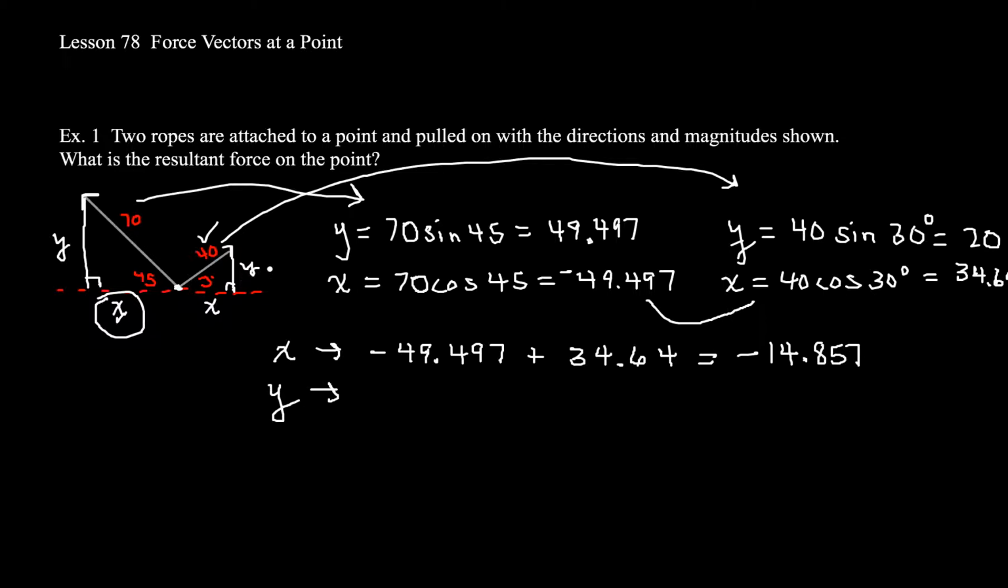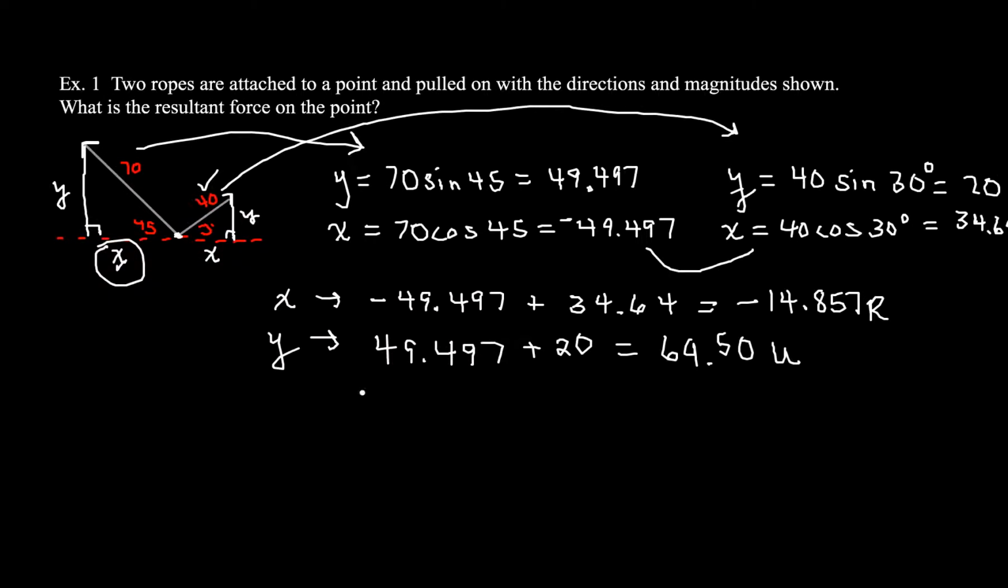Both y's are positive because they're in the quadrants where the y is positive. So we add our y's together: 49.497 plus 20, and we're going to get that our y's are equal to 69.50. So this would be your rights, and this would be your up. This isn't really your final answer yet. I'll show you what we have to do next. I think you can do everything up to this point pretty easily. Negative 14.857 right plus 69.50 up. So here's the tricky part.